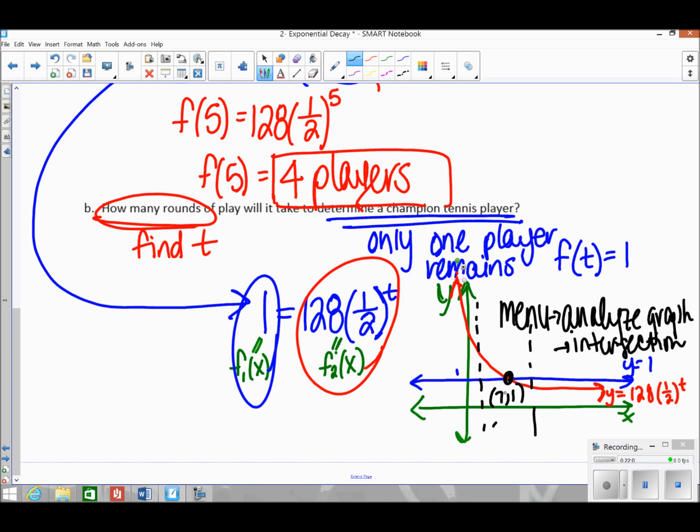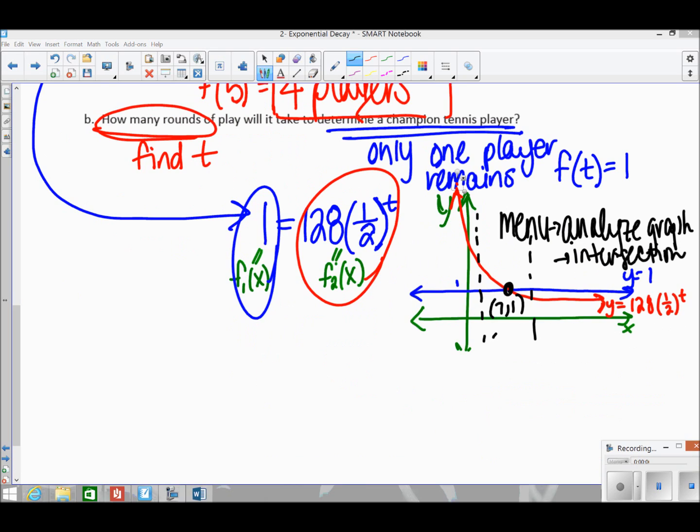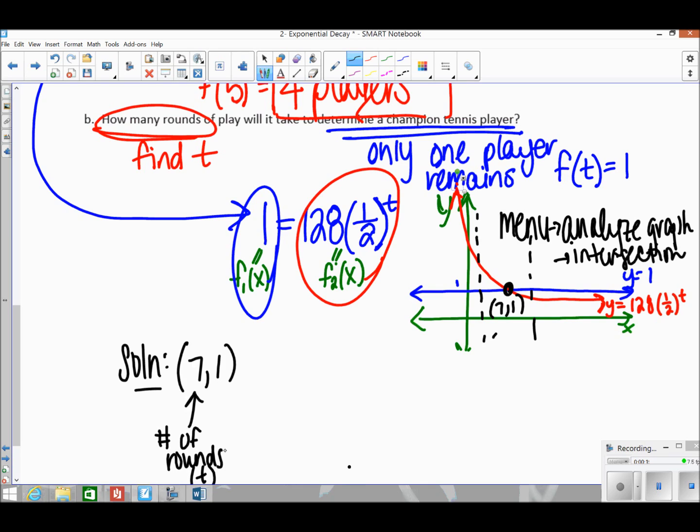So the solution to this, when they're equal, is at t equals 7. Because remember that the t is the x value and the y is the 1, or that's the number of players. So the solution then for this is 7, 1, and 7 stands for the time or the number of rounds. So this is our time, and then remember the 1 is the y value, so in this case y stands for how many players are left. So this is your output value, or f of t.